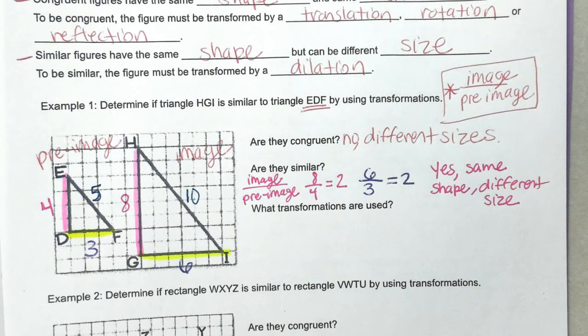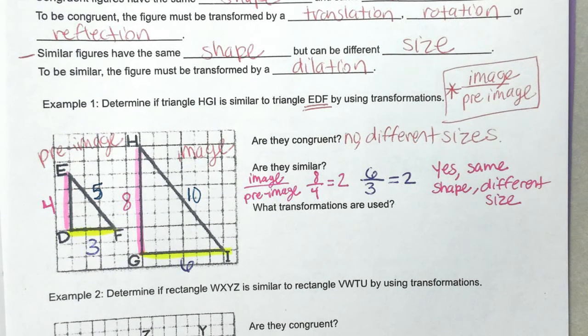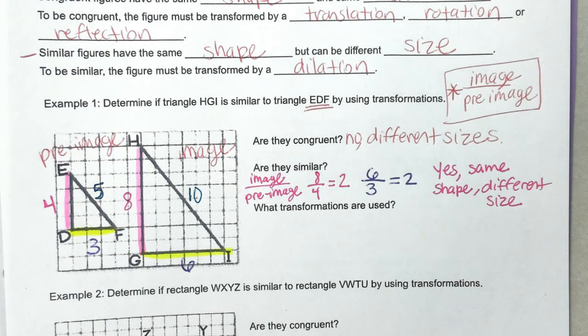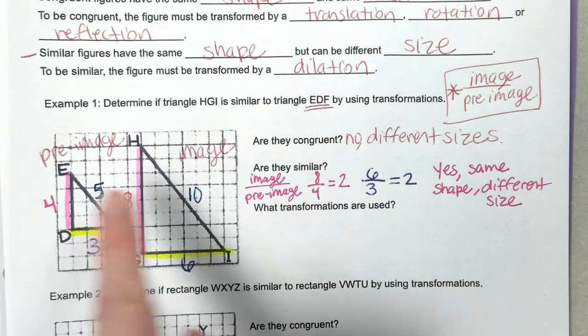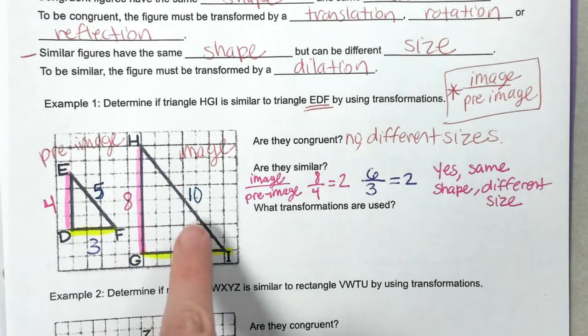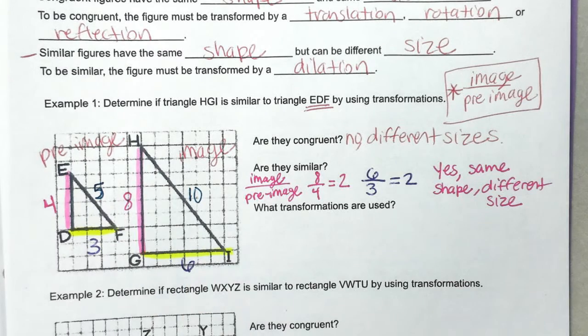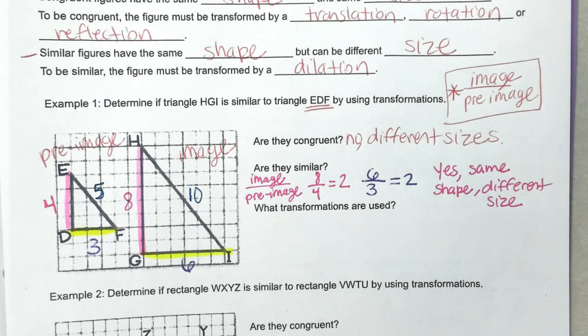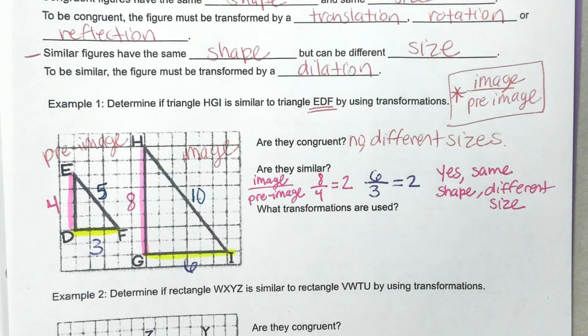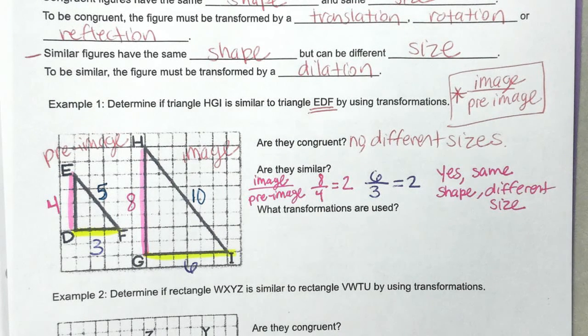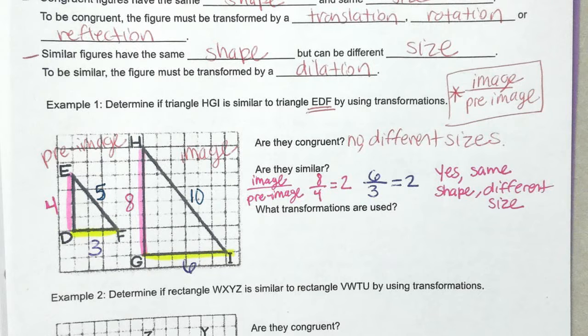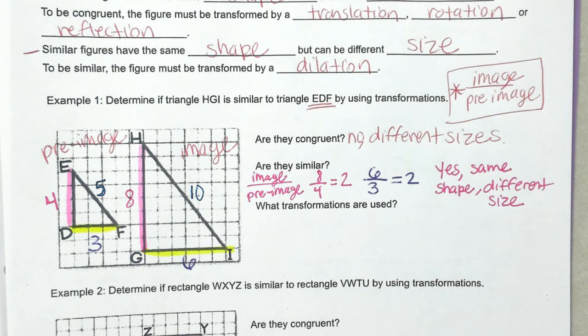Okay. So if they are similar, we can say we use these specific transformations to go from the pre-image to the image. So what transformations were used in this? What did we do? Take a second to think about it. I'll give you like 15 seconds, then I'll take an answer. What did we do to go from the pre-image to the image? Ziva, what do you think?